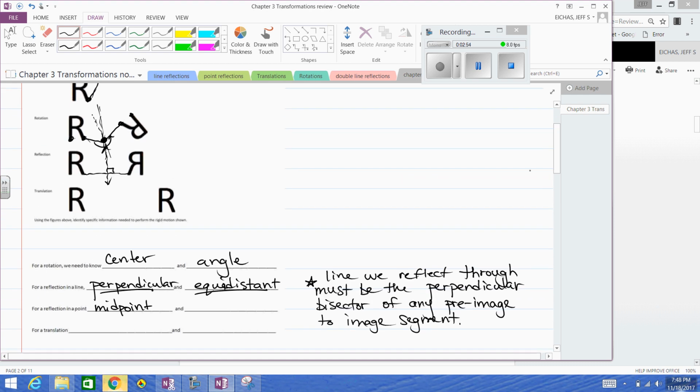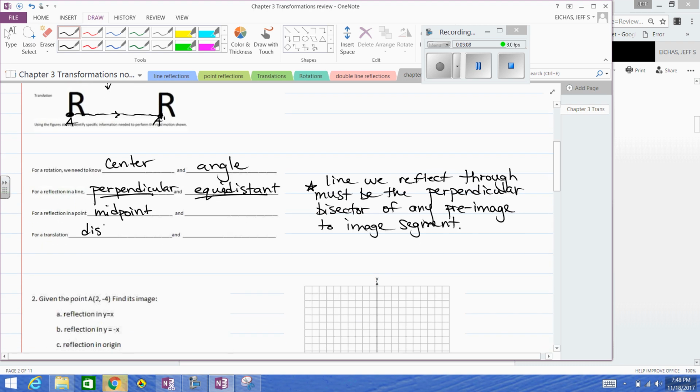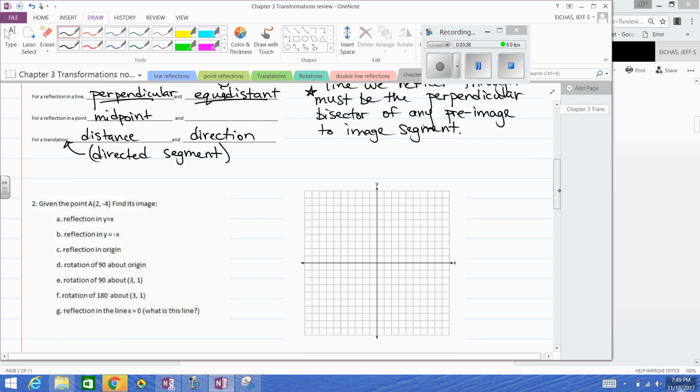As far as translation goes, you do need a distance. Okay, whoops, wrong one. You need a distance to travel. Say that's A and A prime, and a direction. So I'm going to go with distance and direction. Now, what I try to tell my students is the concept we used in geometry for this was directed segment. In science, they're going to use vector. Okay, so that's kind of what I relate to translation as directed segment. All right, let's keep going.